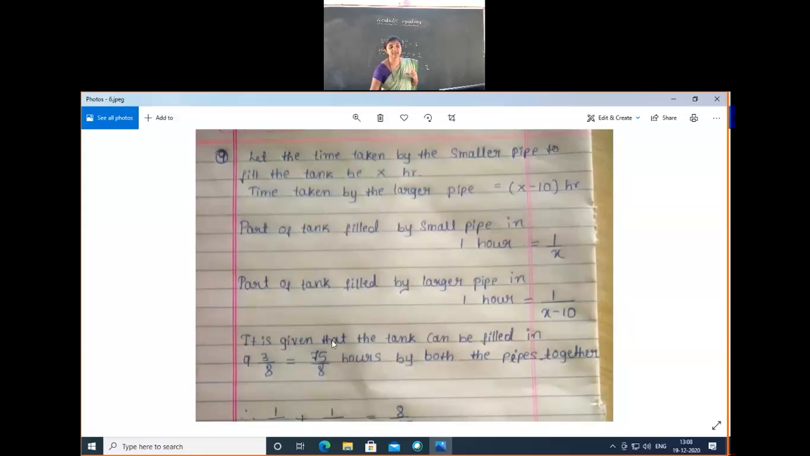Then it is given that both taps together can fill the tank. Okay, it is given that the tank can be filled in 9 whole 3 by 8. So we have to convert this into an improper fraction. Multiplication and then addition, you all know this, no? 75 by 8 hours by both the pipes together. If both pipes are turned on at a time, it gets filled in this time, 75/8.